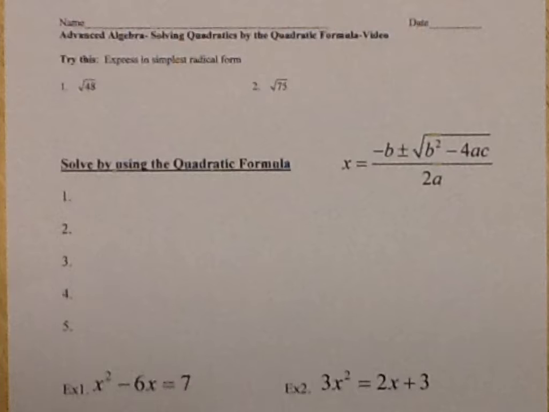Okay, so we have the square root of 48. So what perfect square goes into 48 would be 16. That's the largest. So the square root is 16 times the square root of 3. The square root of 16 is 4, so we get 4 square root of 3. So what perfect square goes into 75? So we have 25 times 3. The square root of 25 is 5, so we have 5 square root of 3.